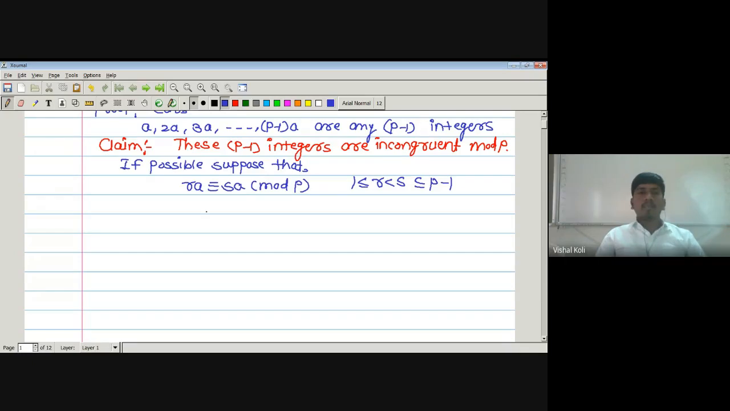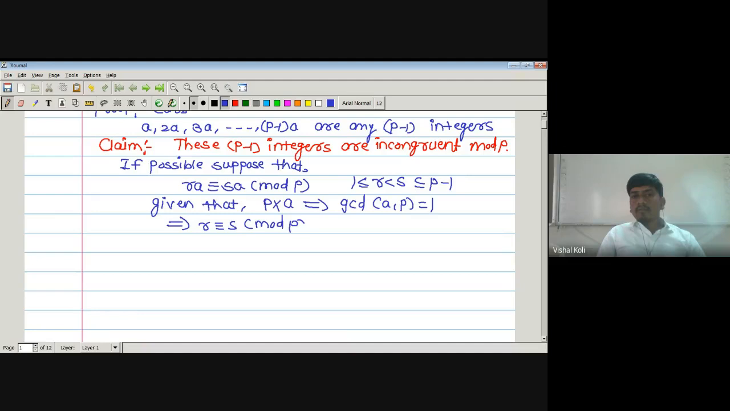But here, given in our statement, P does not divide A. If P does not divide A, then GCD of P and A must be equal to 1, which implies GCD of A and P is equal to 1. Therefore, this is AC congruent to BC modulo N, where GCD of C and N is 1. From this, can we write R is congruent to S modulo P?